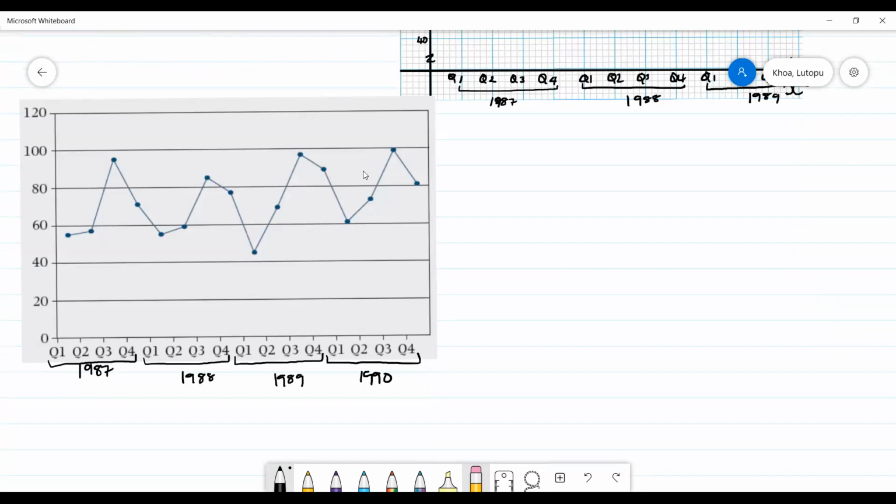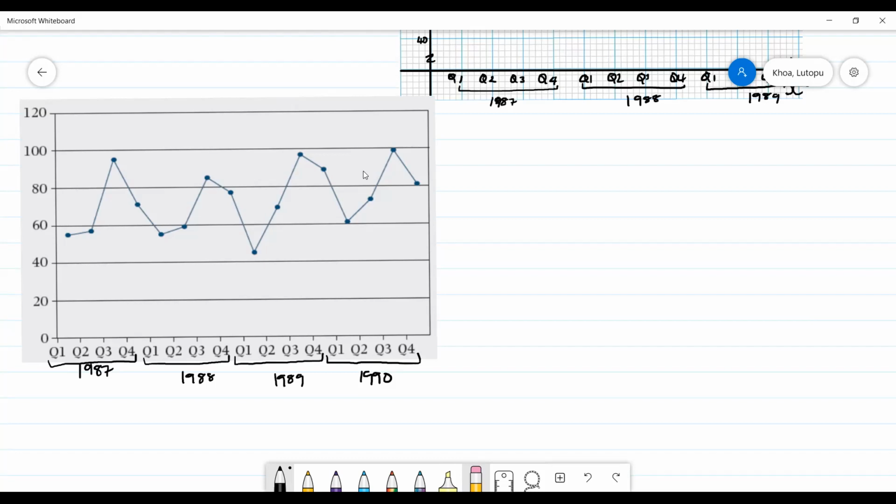So what we notice is there is a cyclical type of pattern here, where it goes up, then at some point it comes down, it goes up, then at some point again it goes up, and then at some point it goes down.